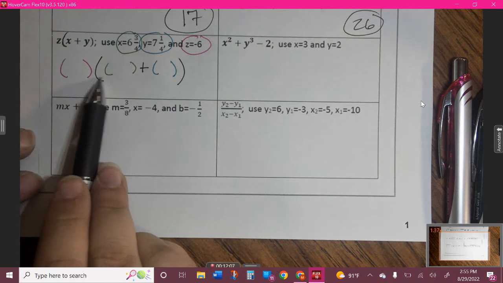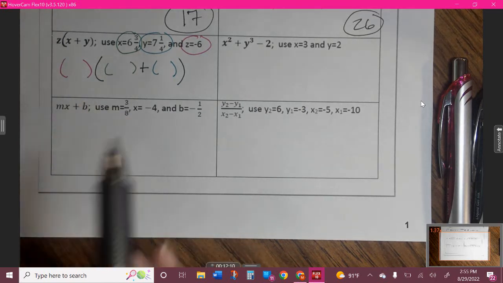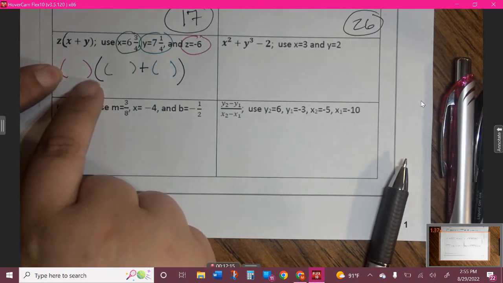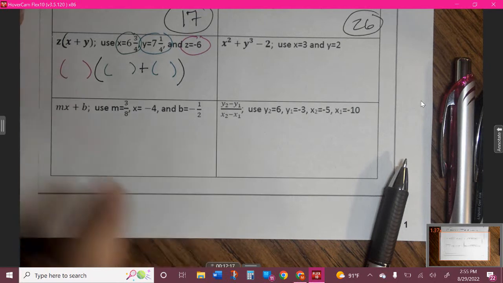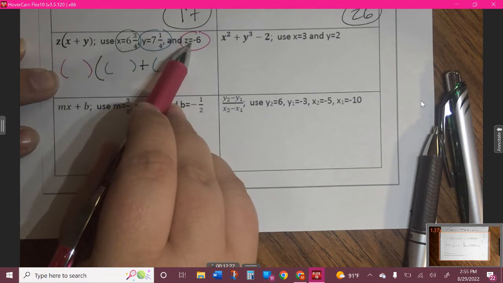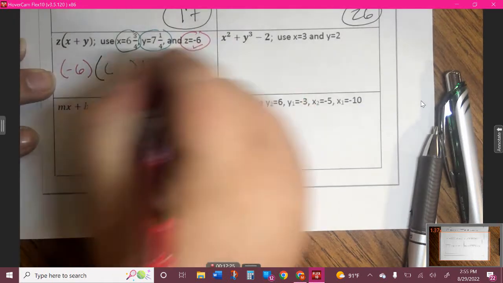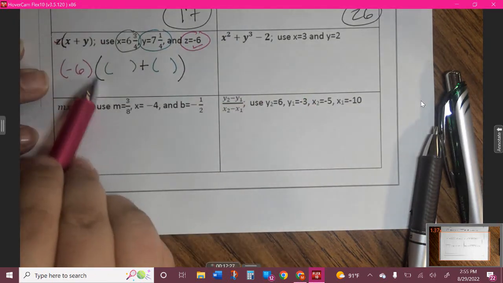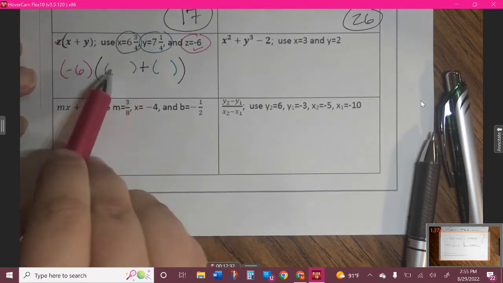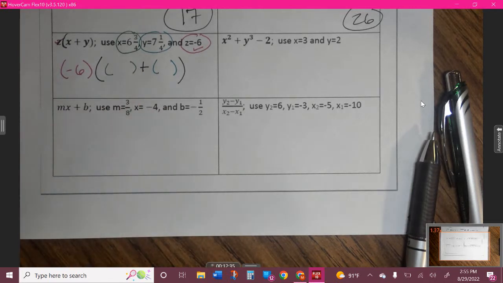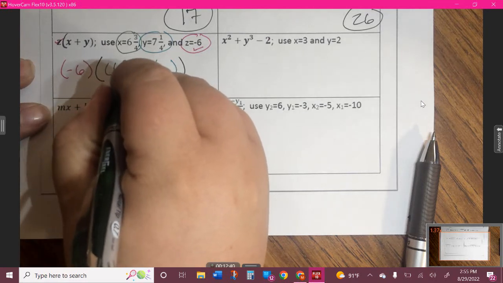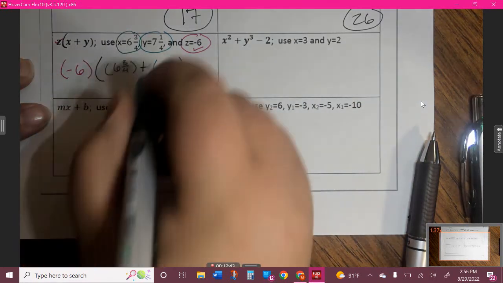So what I see here is there's more than one parentheses in a row, and that's okay. Parentheses have to come in pairs, so when you put an open parentheses, wherever you close it, that's considered one whole group. Inside of this first bubble, we'll have a negative 6 for z. And then there was an open parentheses. That means that x plus y is going to come first. So this is negative 6 times whatever x plus y is equal to. In place of x, we want to put 6 3/4, and in place of y, we want to put 7 1/4.